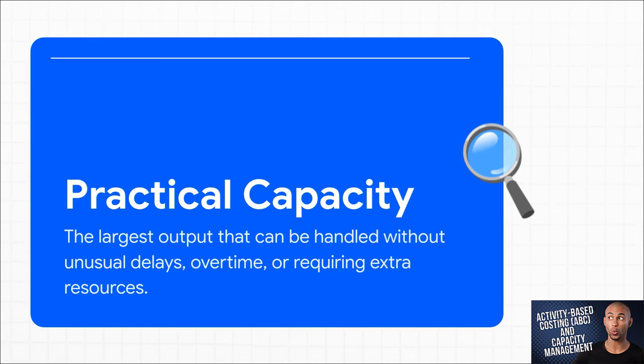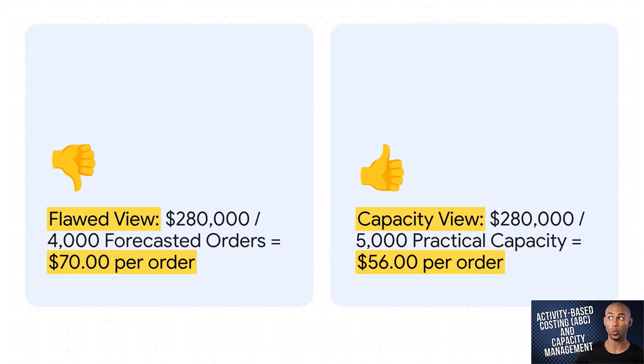So if you've got a team and the equipment to handle, say, 5,000 orders in a month, your practical capacity is 5,000. It doesn't matter if you only got 4,000 orders. The 5,000 is the true measure of what all your spending actually bought you. It bought you potential. And right here, this is where the whole thing just clicks into place.